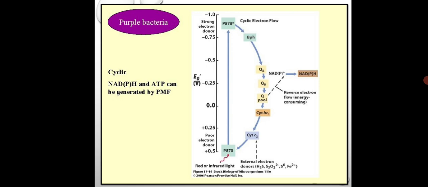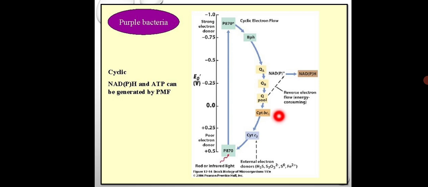Both sulfur and non-sulfur. Now here the main thing is that hydrogen sulfide serves as the electron donor. Hydrogen sulfide is the totally reduced form, and it gets oxidized to sulfate ion.